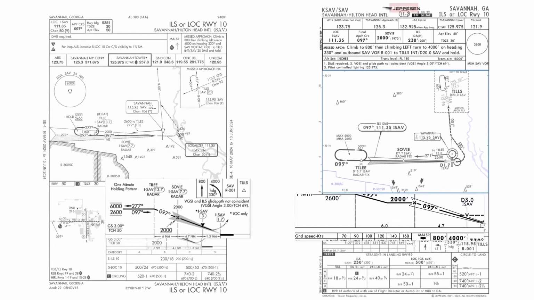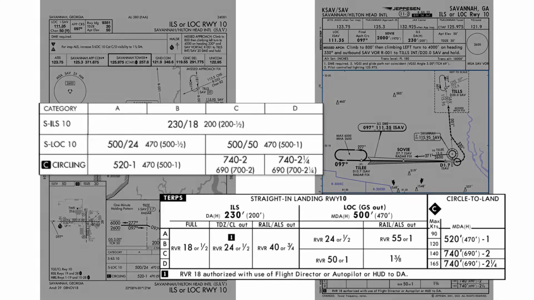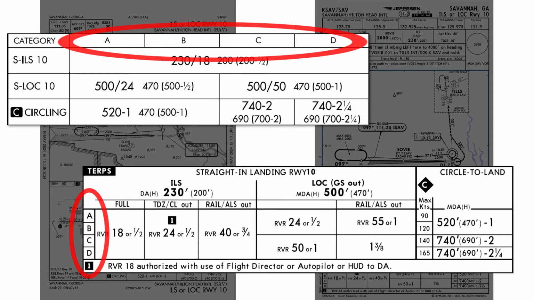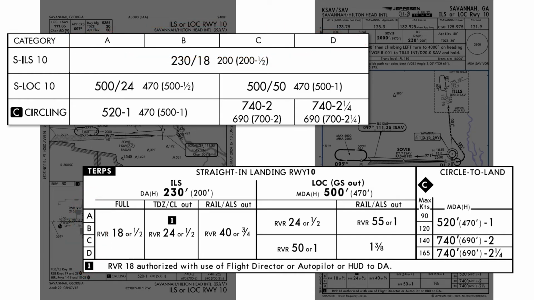Let's have a look now at the minimum section, where things are laid out a bit differently on the two plates. The minimums are read from category A through D. On the FAA chart, this moves from left to right, while on the Jeppesen plate, they go from top to bottom. Here, you see how each plate depicts the altitude and visibility minimums for the ILS approach. For all category aircraft, the decision altitude is 230 feet with a visibility minimum of RVR 1800. The Jeppesen plate has an important addition here though.